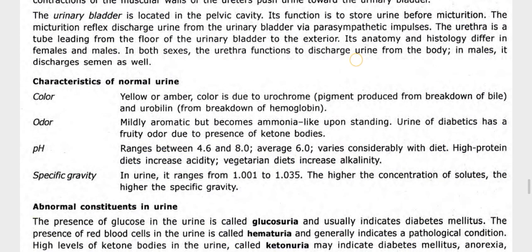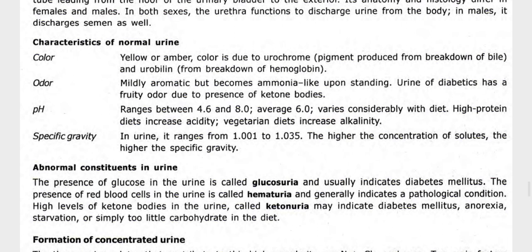Then, characteristics of normal urine. Color: yellow or amber. The color is due to urochrome, a pigment produced from the breakdown of bile, and urobilin from the breakdown of hemoglobin. Odor: mildly aromatic, but sometimes ammonia-like upon standing. The urine of diabetics has a fruity odor due to the presence of ketone bodies.